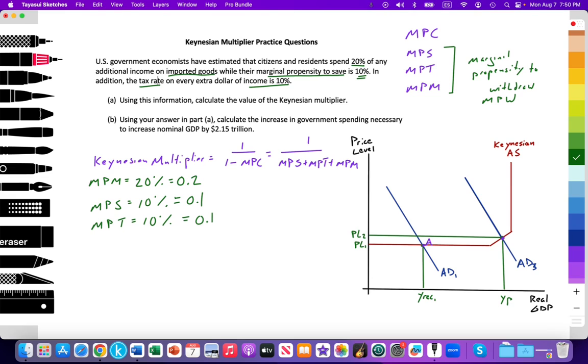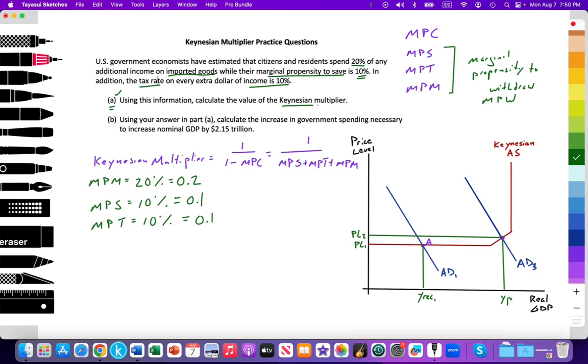So go ahead and pause the video and try question A. Using this information, calculate the value of the Keynesian multiplier. Pause the video and tell me what the Keynesian multiplier value will be. Go ahead, pause the video now.